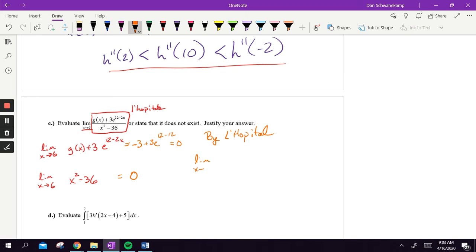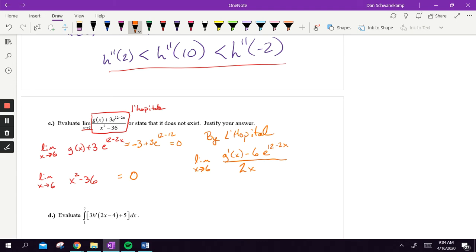Make sure you're writing limit notation as x approaches 6 of g prime of x. Plus, I'm taking the derivative of e. The derivative of e is what you see times the derivative of the exponent. So I'm going to multiply by negative 2 here. All right, to make this problem a little bit less ugly, I'm going to make this a negative 6 in front, but you get the right idea. I'm going to take the derivative of the bottom. The derivative of the bottom, x squared minus 36, that derivative is 2x.